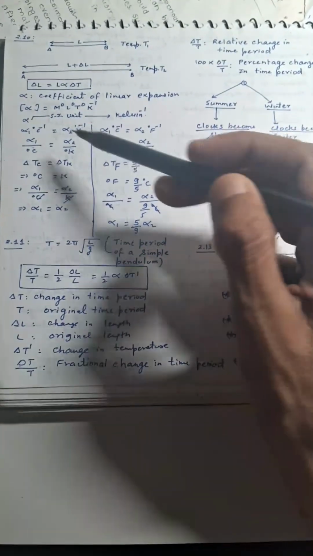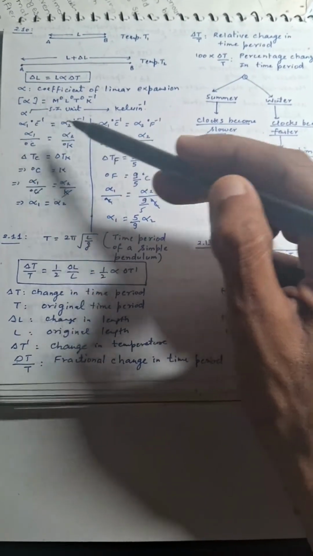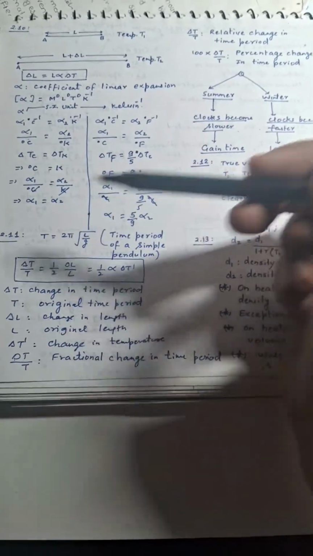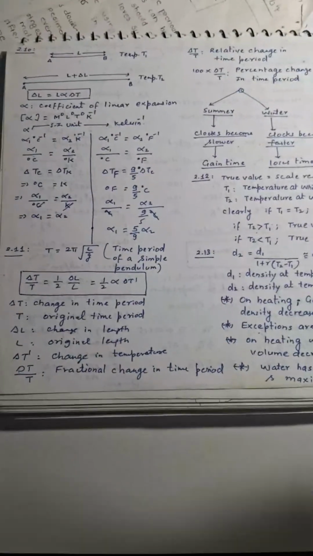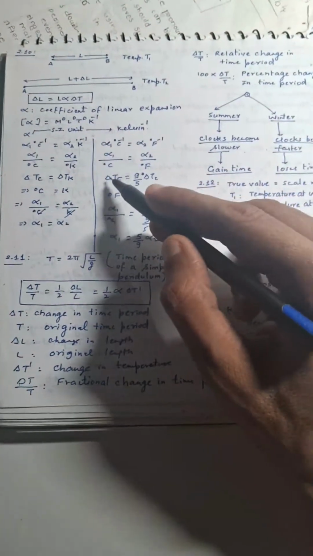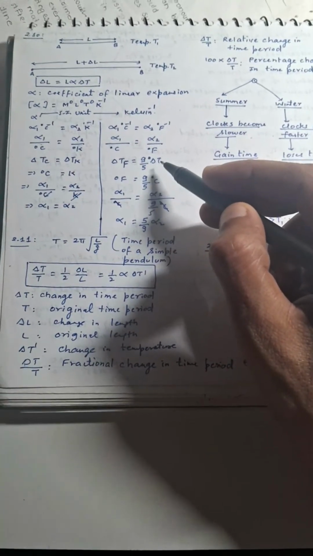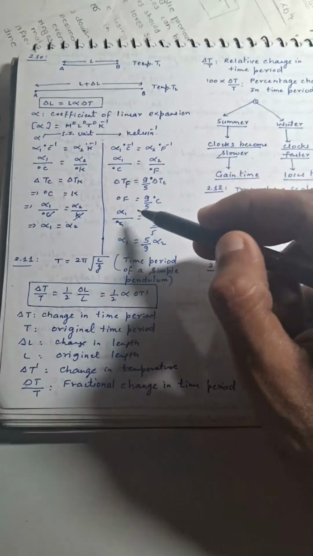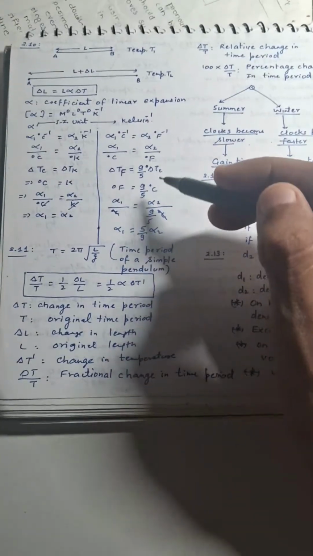Now there is an important discussion: sometimes alpha 1 is given in centigrade inverse and alpha 2 in Kelvin inverse. In this case alpha 1 will be equal to alpha 2. While if it is given in centigrade scale and Fahrenheit scale, we use the result that delta TF is 9 by 5 times delta TC. So from here we can say that alpha 1 will be 5 by 9 times alpha 2. So this is how things can be analyzed.